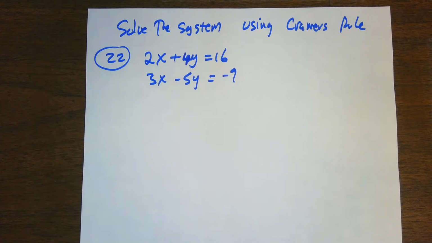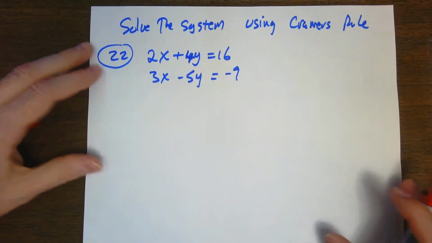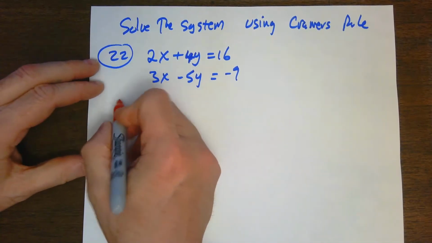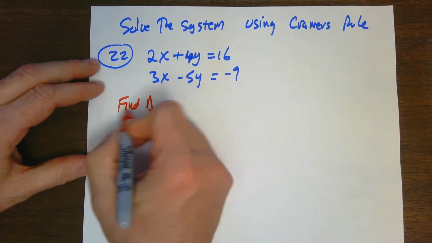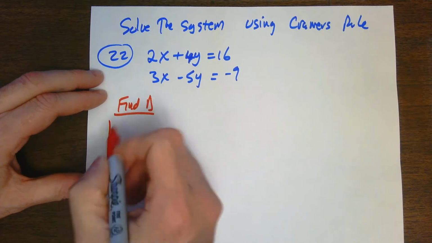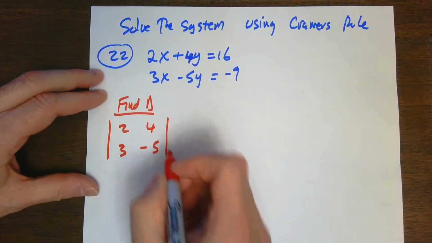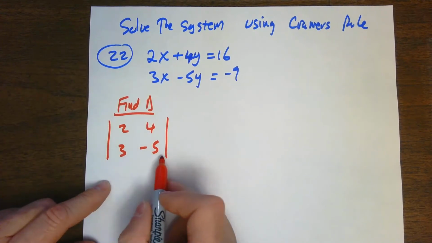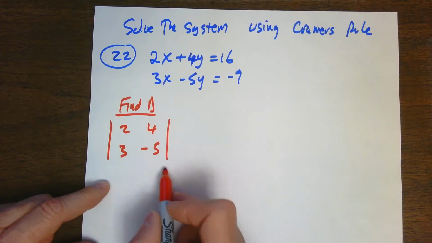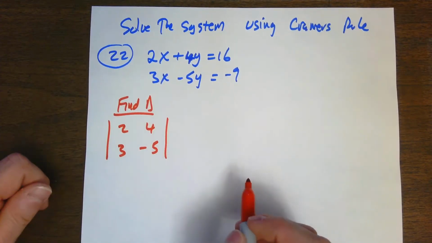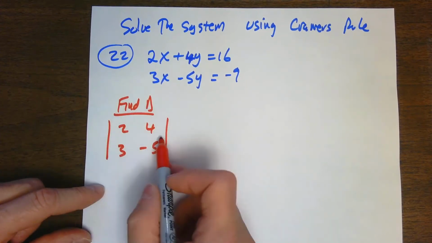It's really straightforward. It's very simple. It's very formulaic. You just have to do the 3 determinants. You don't have to think too much. So first we're going to find the determinant of the coefficient matrix, which is 2, 4, 3, and negative 5. Notice I'm using these straight brackets. That means determinant. If I put brackets there, that would just be the matrix. But this means the determinant.